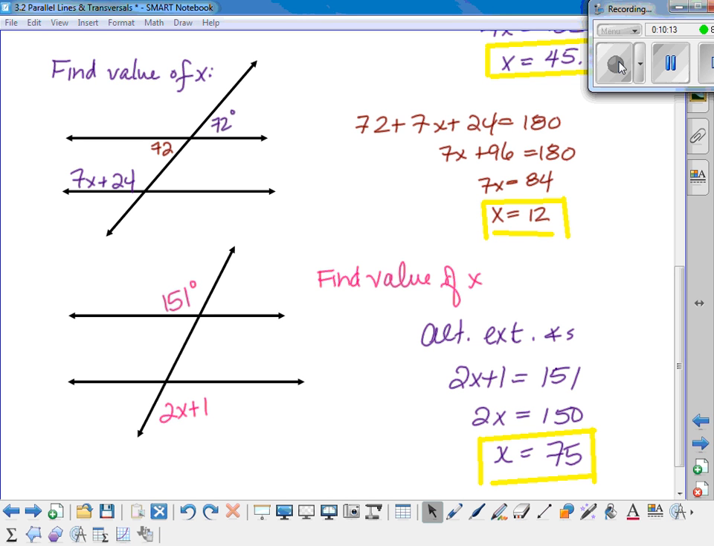Okay, so because they are alternate exterior angles, their measures should be equal. So 2x plus 1 equals 151. And then you subtract 1, 2x is equal to 150. And dividing by 2, x is equal to 75.